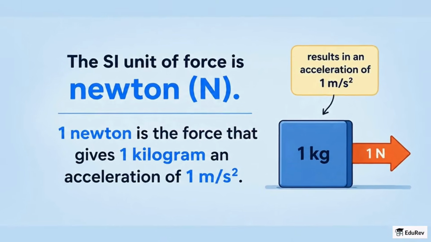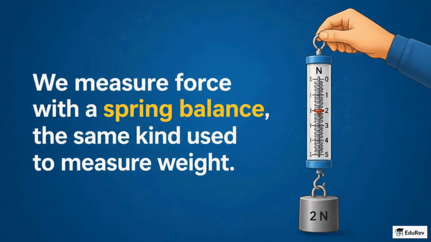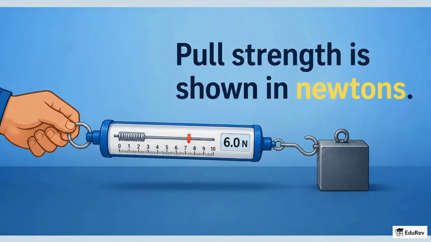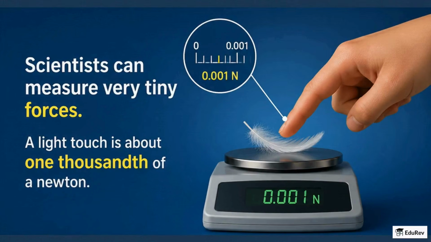The SI unit of force is the Newton, written as N, and 1 Newton is the force that gives 1 kilogram an acceleration of 1 meter per second squared. We often measure force with a spring balance, the same kind used earlier to measure weight. When you pull the balance, it shows how strong your pull is in newtons. Scientists can measure very tiny forces, down to a millionth or even smaller. But a light touch is about 1,000th of a newton.